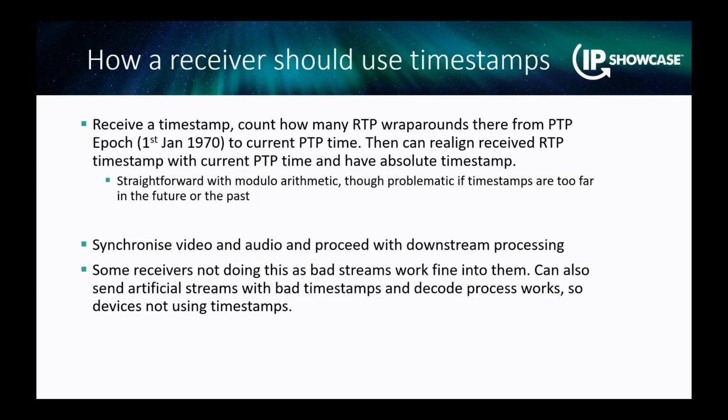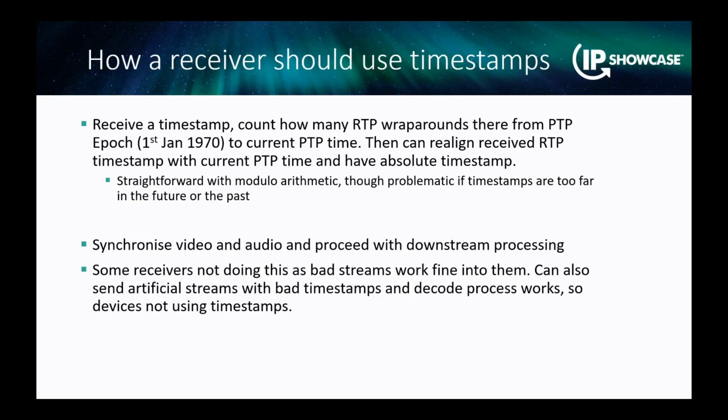This is where it maybe gets a bit controversial, how I think a receiver should use timestamps. What a receiver should do is take a timestamp and work out how many RTP wraparounds there have been from the PTP epoch, and using that data, it can then realign its received RTP timestamp with the current PTP time and have an absolute timestamp, essentially converting from a relative timestamp to an absolute timestamp. This sounds quite complicated, but actually ends up boiling down to one or two lines of code. If you do some modular arithmetic, it's a bit problematic if the timestamps are too far forward or too far in the past. Relatively speaking, high school mathematics.